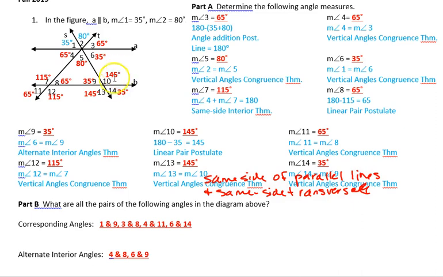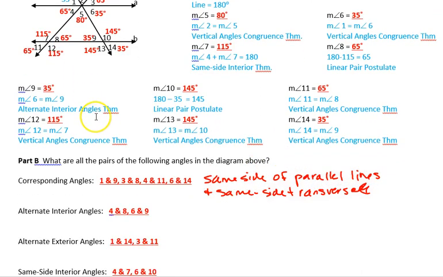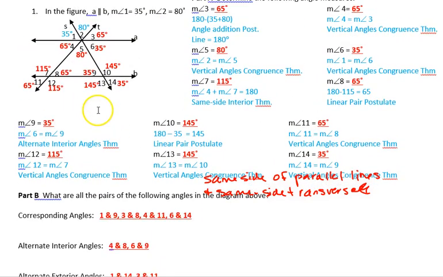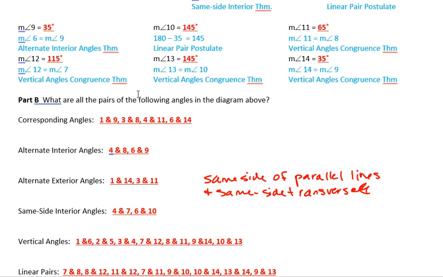And then if you notice here, we've got also 3 and 11. 3 is over here and 11's over there. So they're on opposite sides, alternate sides of the transversal and outside the parallel lines. Then we have same side interior. We already talked about this. 4 and 7 and 6 and 10 are same side interior, on the same side of the transversal and inside.